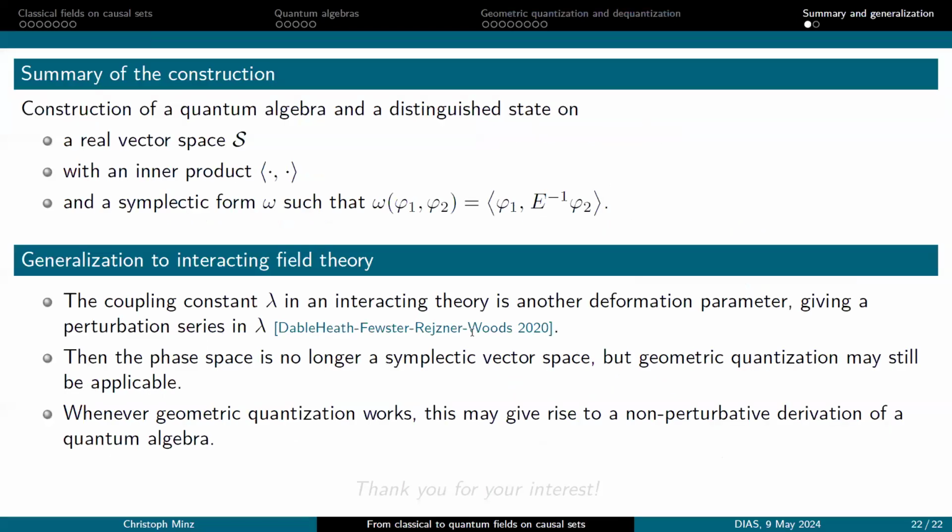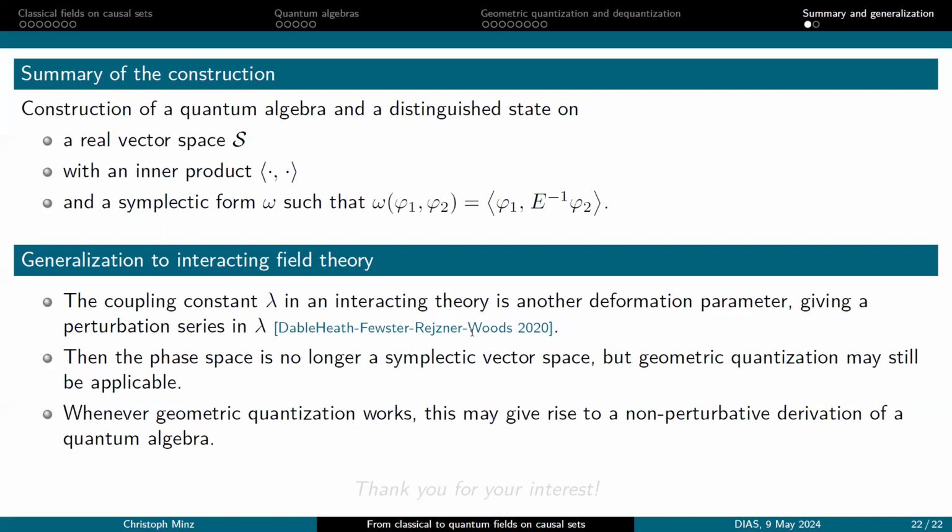And I think with this, I'm actually coming to the end. I probably want to summarize again. So what I've done in this geometric construction is we've started from some real vector space S, which is 2n-dimensional. We had given some inner product.